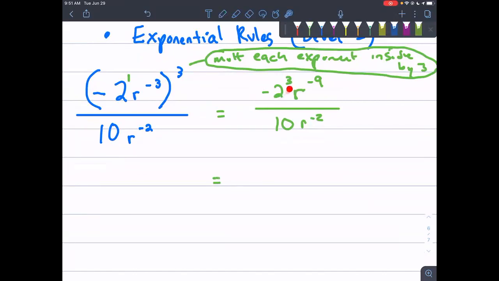If we just look at the negative 2 to the 3rd for a second, negative 2 times negative 2 times negative 2, negative 8. That's all I'm going to do on this first step, just negative 8.